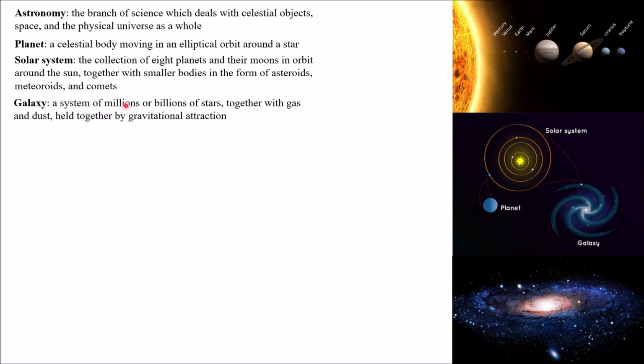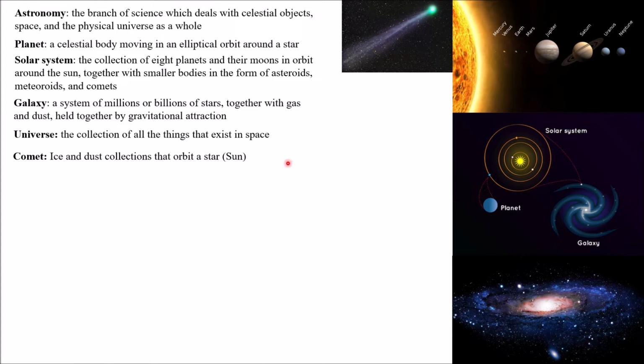It's a system of millions or billions of stars together with gas and dust held together with gravitational attraction. So we have a galaxy, which is kind of one step farther, zooming out. And then we have the entire universe as well, including the visible and the invisible universe. It's basically just the collection of all things that exist in space. It's the idea of a universe.